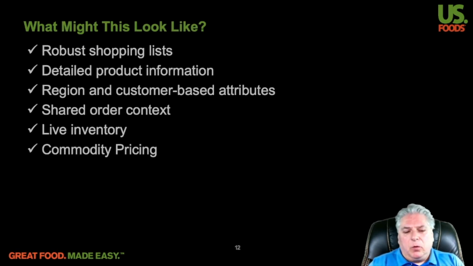So if you break it down a little bit more, what might this look like? Obviously you need a robust shopping list. Amazon has a good shopping list. You can add things to it, but the shopping list that we provide in the food service business is really a robust thing, because that's the 20% of the app that users are in there using. We really need to provide a lot of detailed information about products: nutritional information, allergens, all that stuff. And that would probably be the same with Amazon, right? When you buy something on Amazon, you want to know all the different attributes of the product that you're buying.